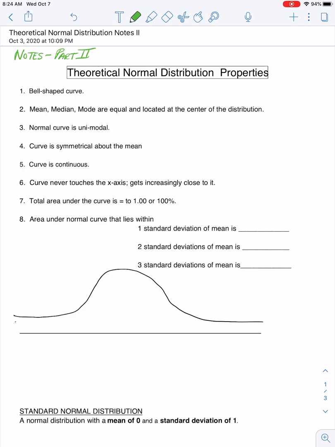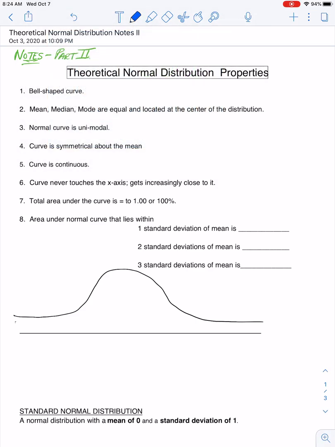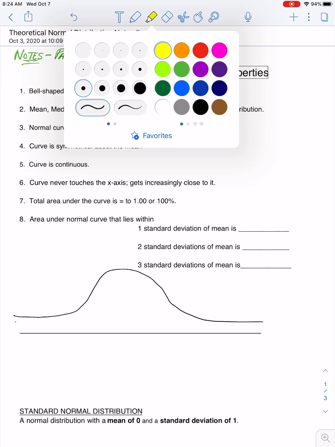Hi everyone. This is normal distribution properties, which is part 2 of your notes for this intro section here. So I went ahead and made a little note at the top. I want to talk about the different properties that you're going to see when you deal with a bell-shaped curve, or normal curve, I should say. So let's start down through here.